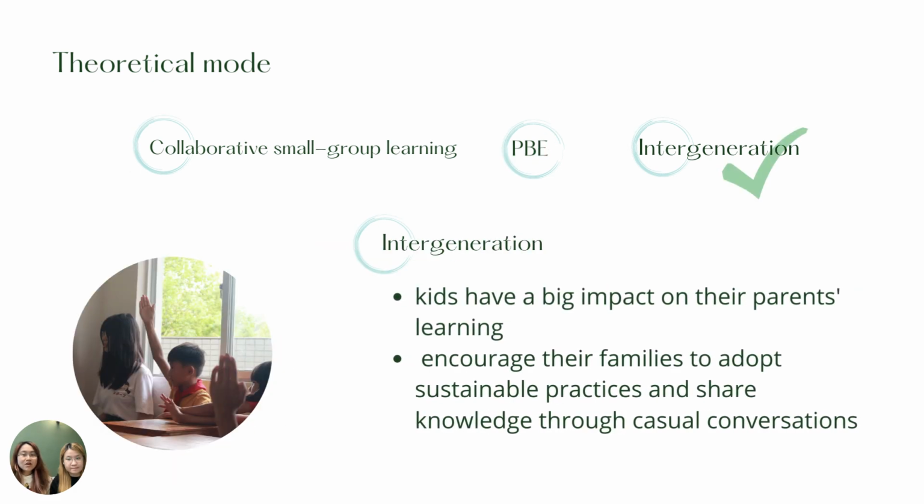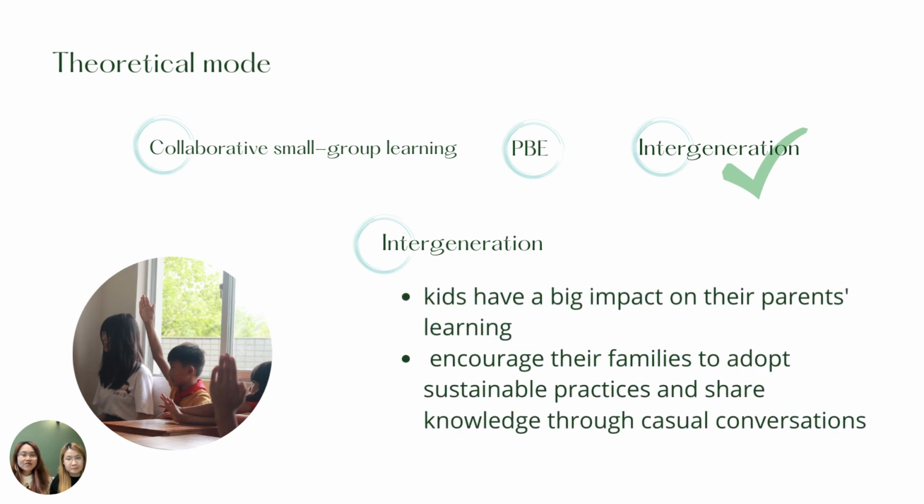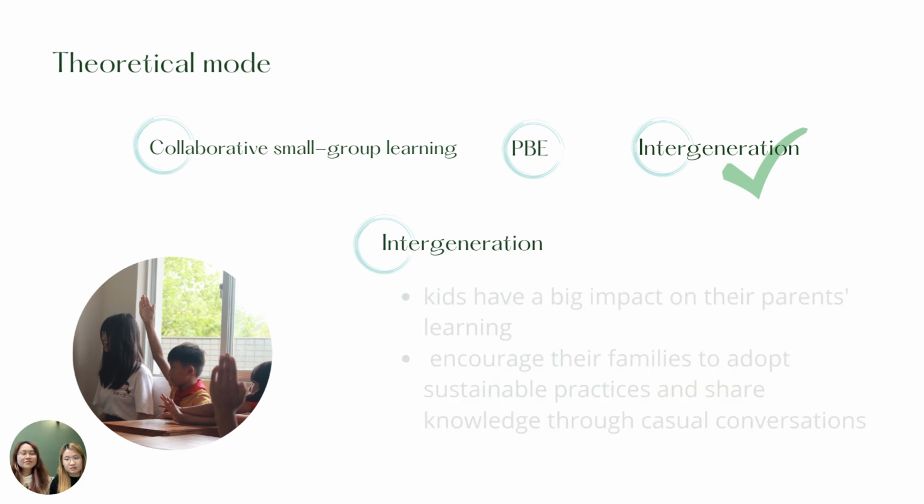Third is a concept called intergenerational education. Bonnie's research shows that children have a big impact on their parents' learning. They teach their parents things, make convincing arguments, and even act as role models. They encourage their families to adopt sustainable practices and share knowledge through casual conversations. It just goes to show that children can be real catalysts for learning within the family, both formally and informally.